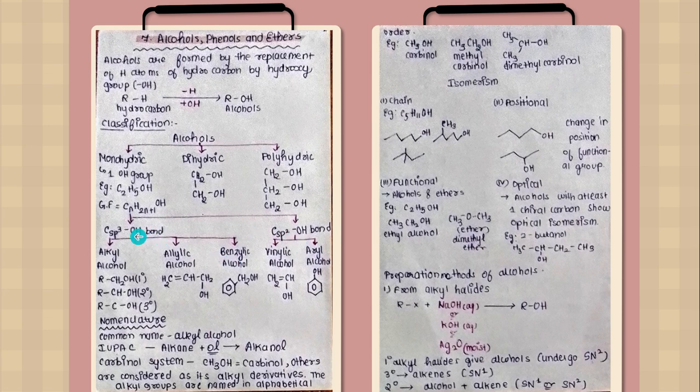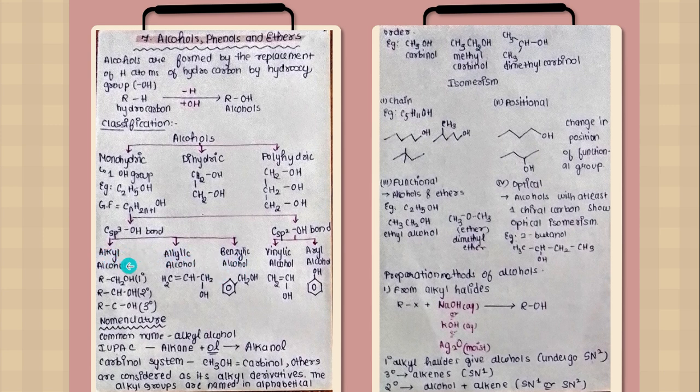See, the first thing is based on if our carbon atom is sp3 hybridized. Okay, sp3 hybridized means what? It has a tetrahedral structure, right? So when our carbon atom is sp3 hybridized, we have three classifications in it. That is, firstly, alkyl alcohol, allylic alcohol and benzylic alcohol.